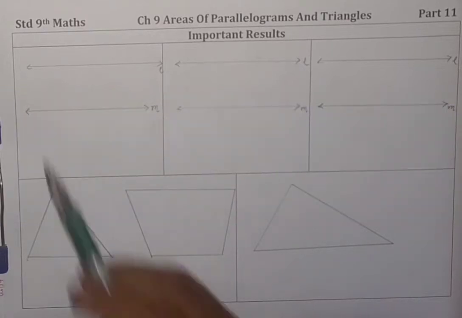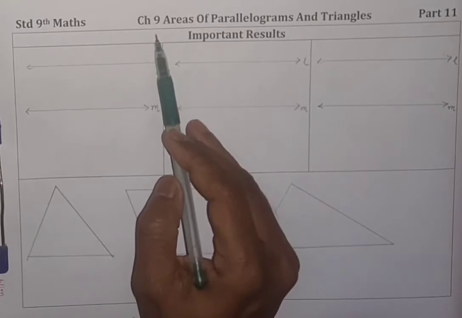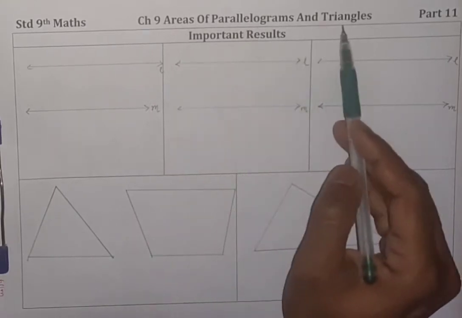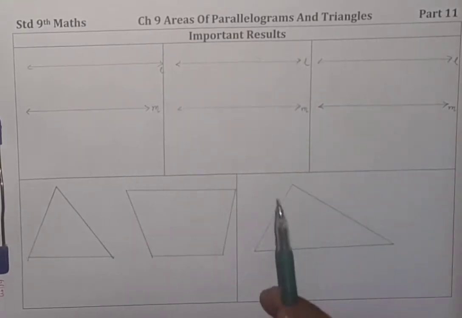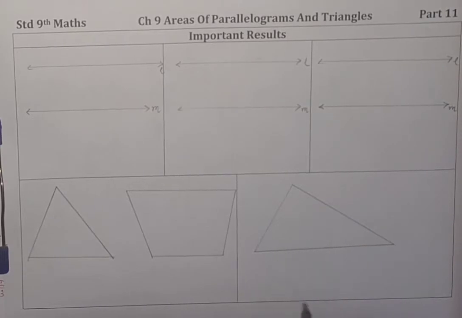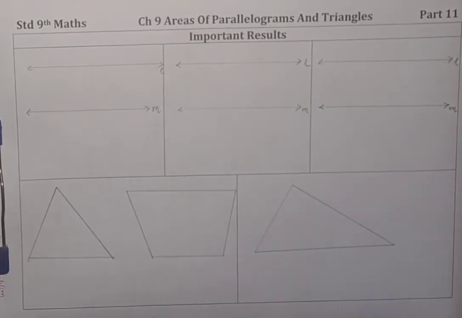Class 9 maths, Chapter 9, Areas of Parallelograms and Triangles. We are in the 11th session and in this session we are going to solve objective questions. But before that, we are going to see some important results which we shall be using in solving the objective questions. Okay, now the first one.